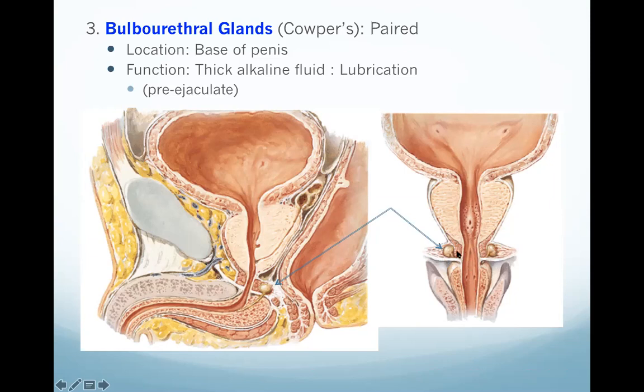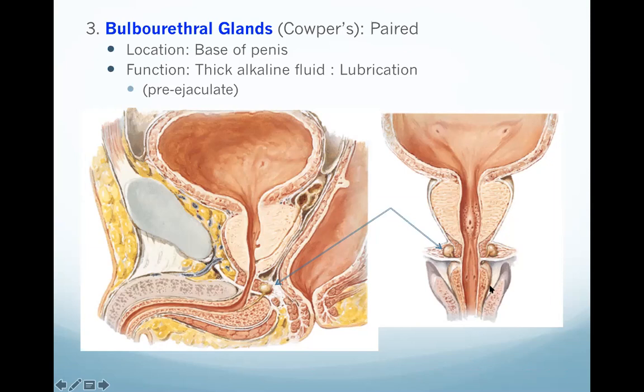On either side of the penile urethra, you can see these little openings here. These are called the bulbourethral glands, or Cowper's glands. Cowper's glands, or the bulbourethral glands, are actually very aptly named because they're right next to the penile urethra.